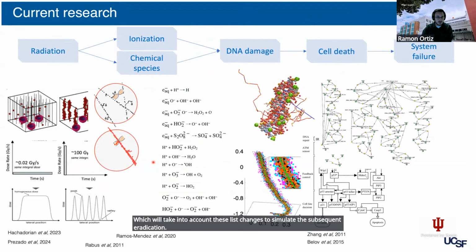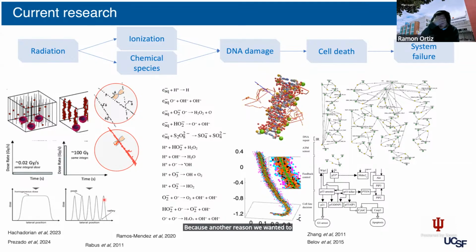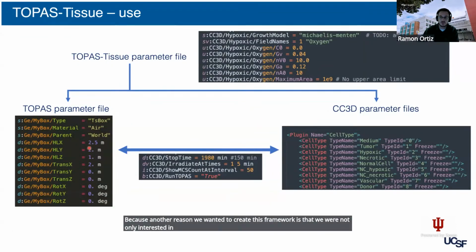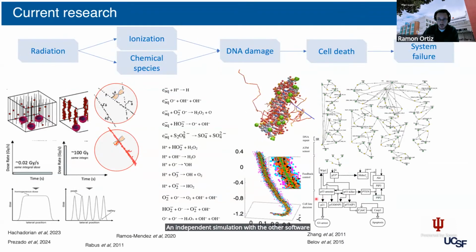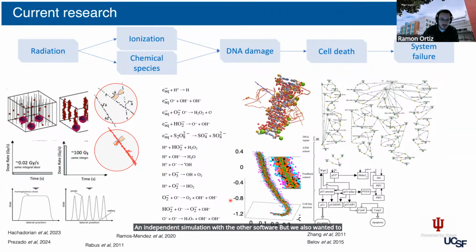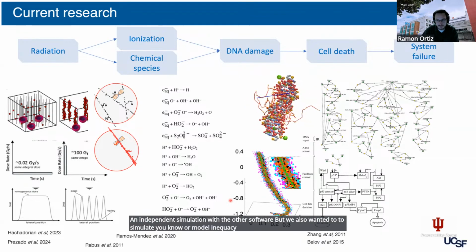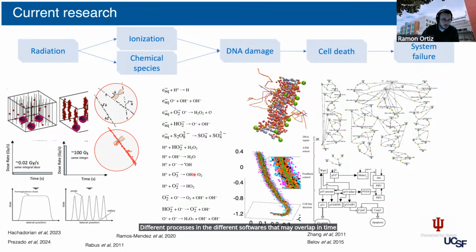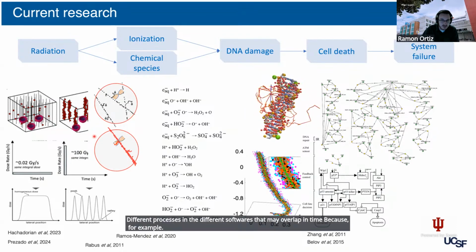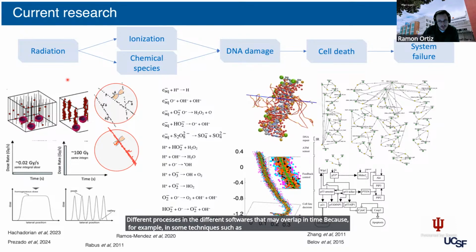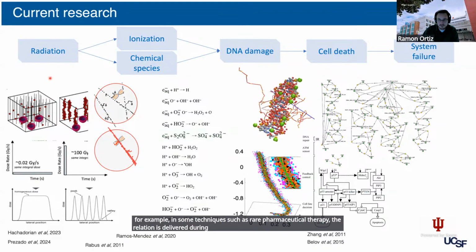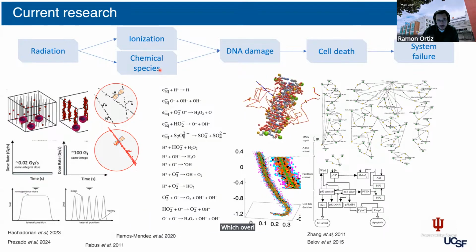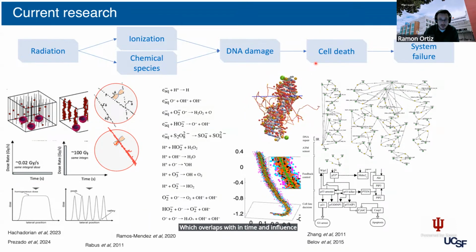Another reason we wanted to create this framework is that we were not only interested in doing one simulation with one software, saving the results, and then starting an independent simulation with the other software. We also wanted to simulate or model, in a quasi-parallel manner, different processes in the different softwares that may overlap in time. For example, in some techniques, such as radiopharmaceutical therapy, the radiation is delivered during several days at very low doses, which overlaps in time with and influences many other biological processes that may happen since the start of the irradiation.